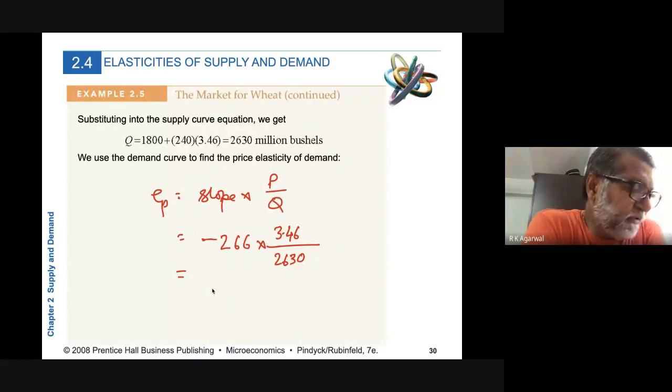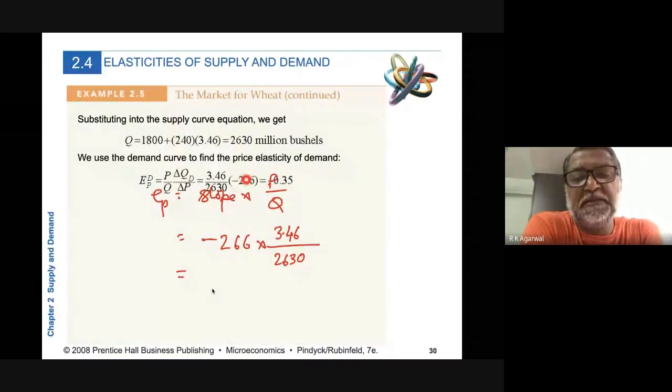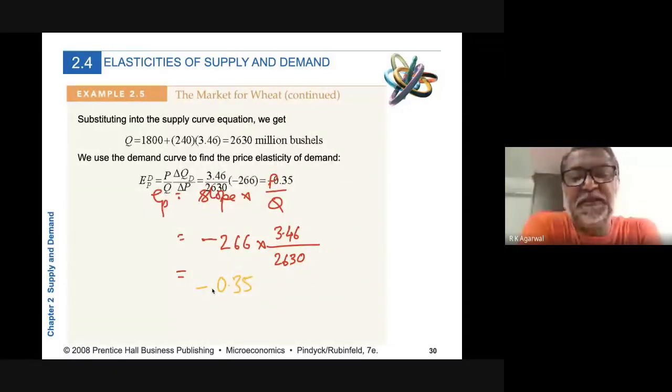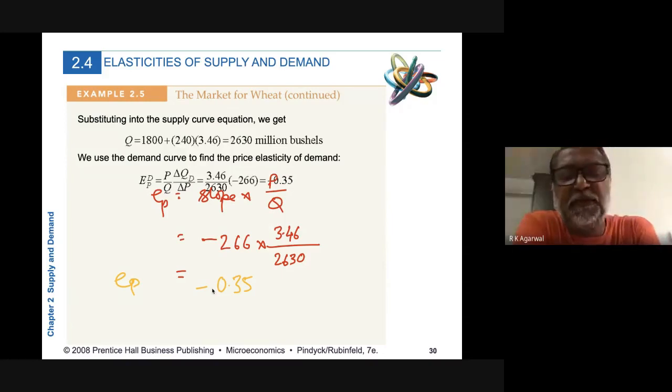So that is what we will show. This is 3.46 divided by 2630 into minus 266. Can you see this? 3.46 by 2630. This is what we have written here. Into slope, that is minus 266, is equal to minus 0.35. This is the demand elasticity or price elasticity of demand.